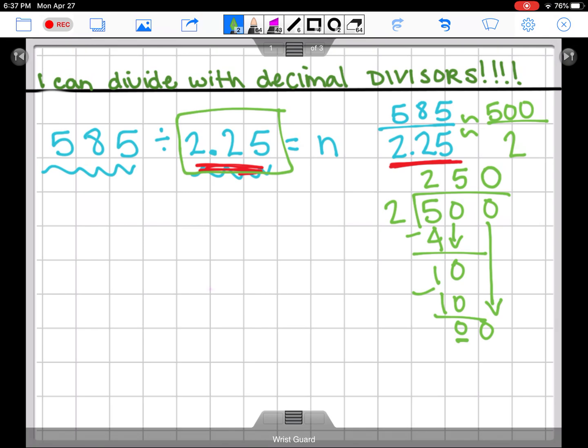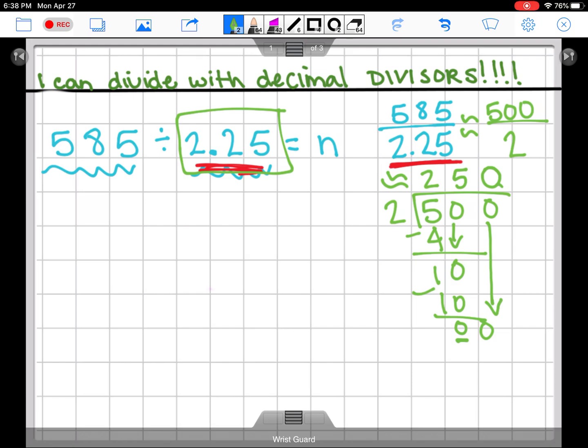25 is a way different number than 250, all right? So 2 times 25 would only give us 50, but 2 times 250 will give us 500. So this gives us an approximate quotient. Our quotient is going to be about 250.